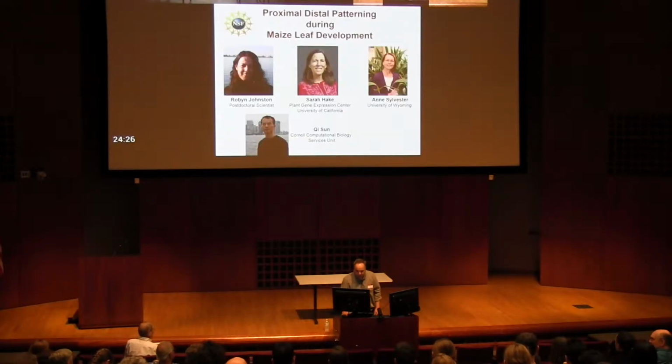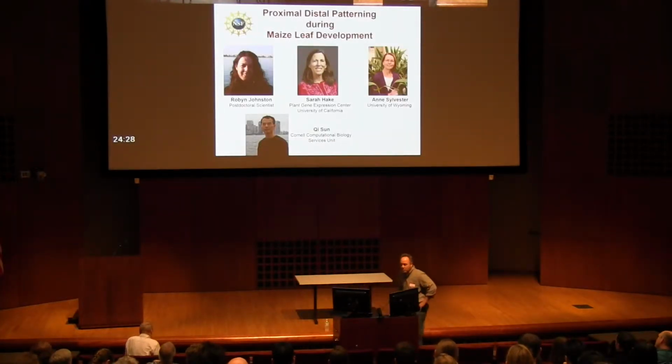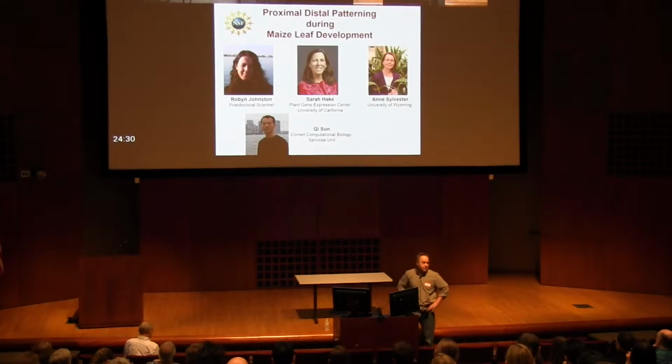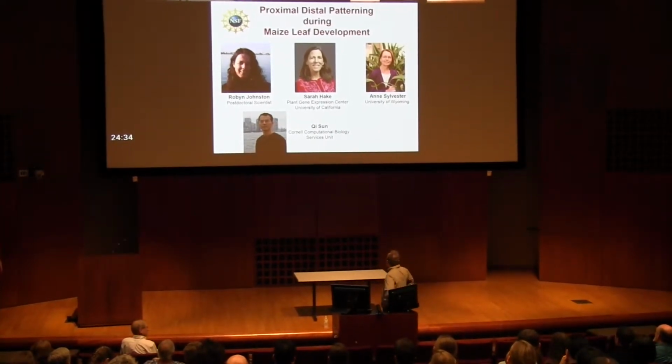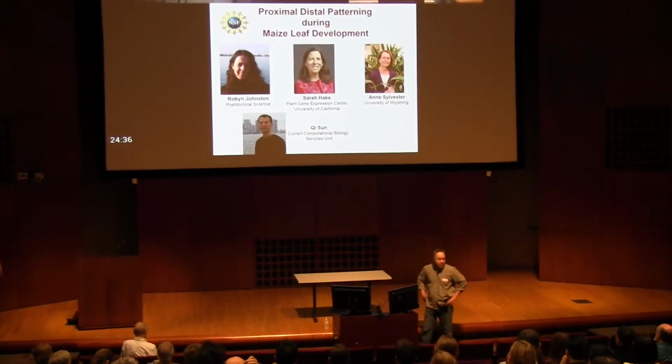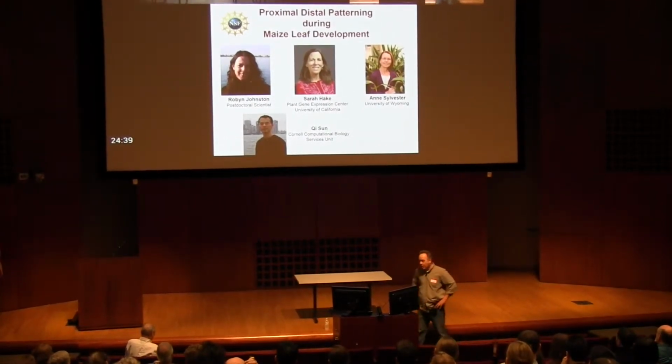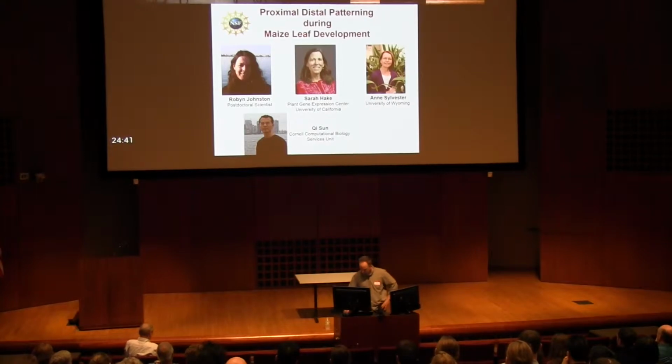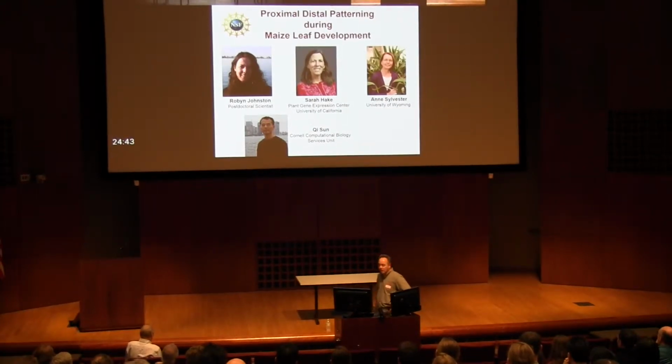I'm going to tell you today about some recent work that was done mostly by Robin Johnson, who was a former postdoc in our lab. And this is part of a collaborative grant with Sarah Hake and Ann Sylvester, and the bioinformatic data was all analyzed by Chi Sun. So the question was, it was an NSF-funded project, which we're now in a renewal, hopefully, on proximal distal patterning during maize leaf development.